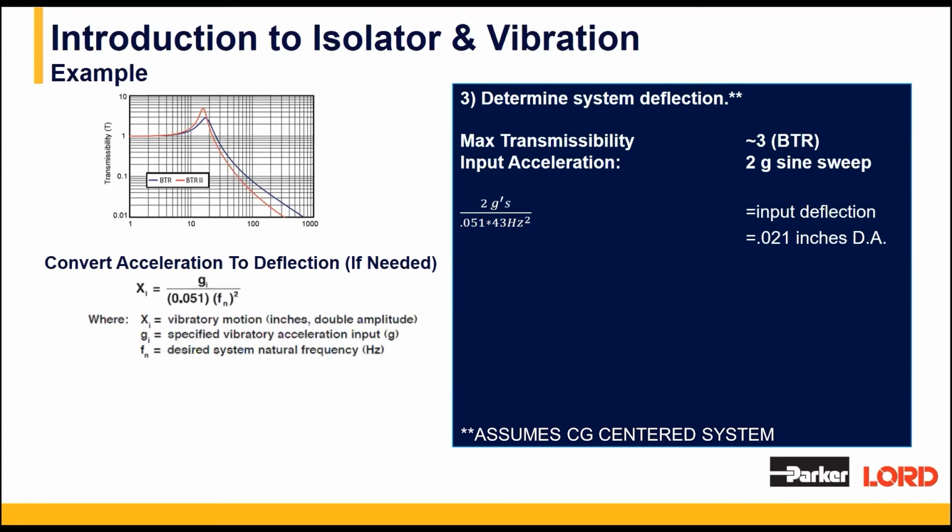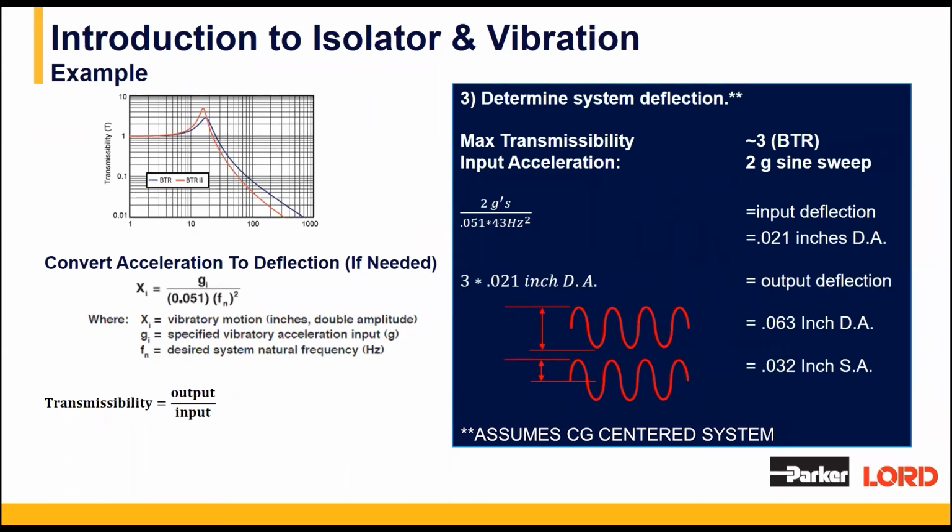We can convert that input acceleration to an input deflection using the equation on the left, and we estimate 0.021 inches double amplitude. Then again, recognizing transmissibility as output over input, we can convert that to an output deflection, and we get an output deflection of 0.063 inches double amplitude, or single amplitude 0.032 inches. And that's the estimate we would use for ensuring we have adequate sway space for a mount of this stiffness.